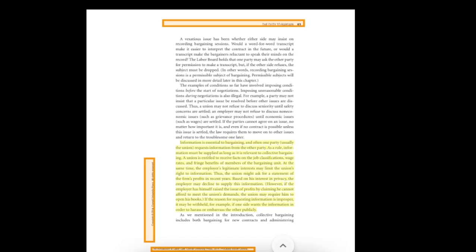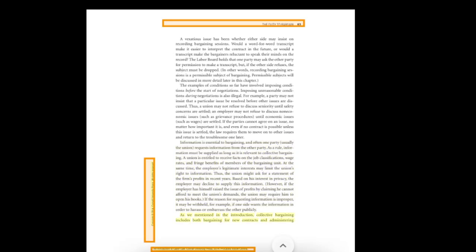At the same time, the employer's legitimate interests may limit the union's right to information. Thus, the union might ask for a statement of the firm's profits in recent years. Based on his interest in privacy, the employer may decline to supply this information. However, if the employer has himself raised the issue of profits by claiming he cannot afford to meet the union's demands, the union may require him to open his books. If the reason for requesting information is improper, it may be withheld. For example, if one side wants the information in order to harass or embarrass the other publicly.